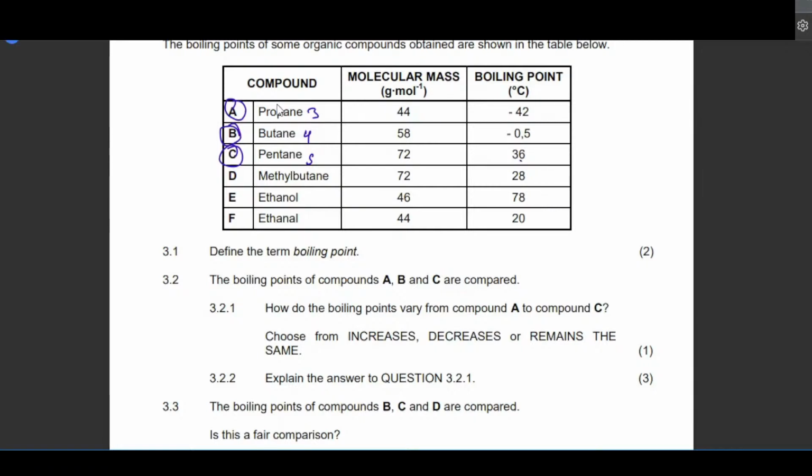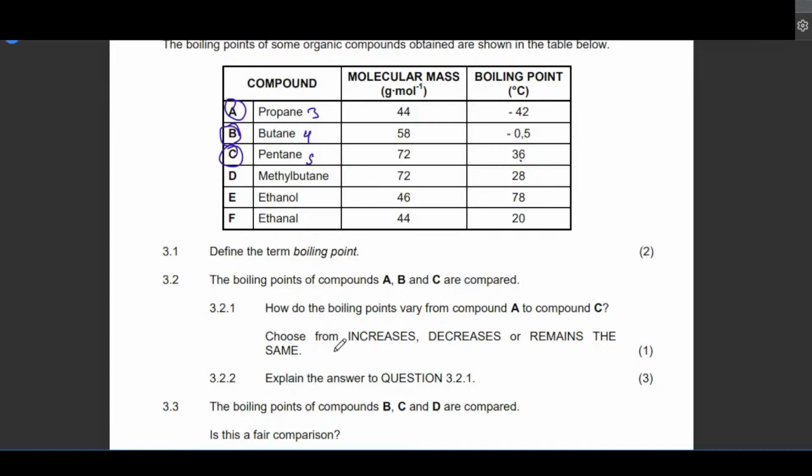Then they're saying, give a reason for your answer. If they ask you why they vary, it's because of the increase in the number of carbon atoms. So the intermolecular forces of attraction increase, therefore they require more force, more heat, to break those bonds. And if you look at this, you'll find out that there are London forces here.